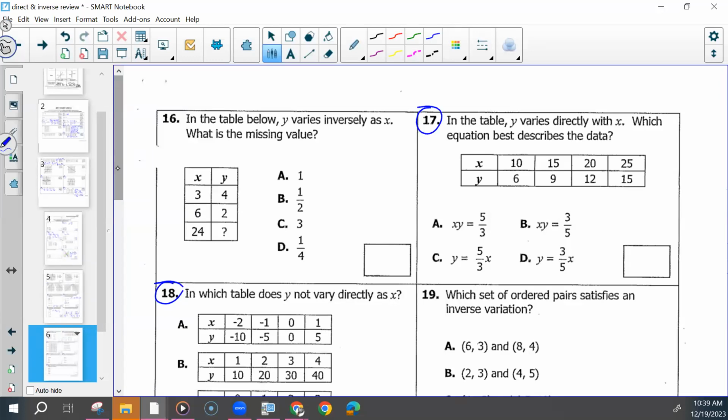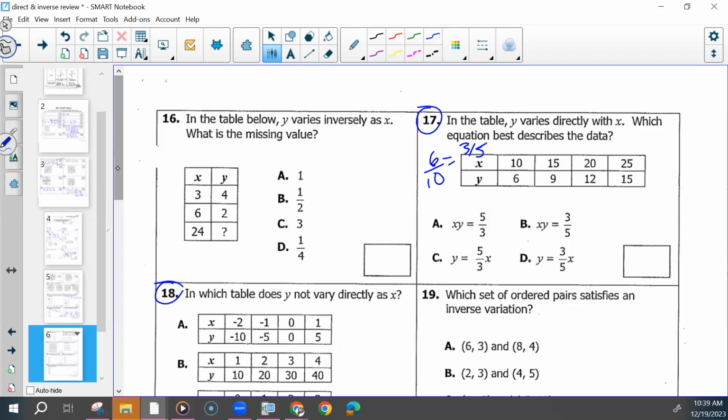For 17, y varies directly with x, so it's telling you it's direct. Which equation best describes the data? So first, find your k value, that'll help. Y divided by x. What would that simplify to? 3/5. And if I check that for each of these, each one should give me 3/5.